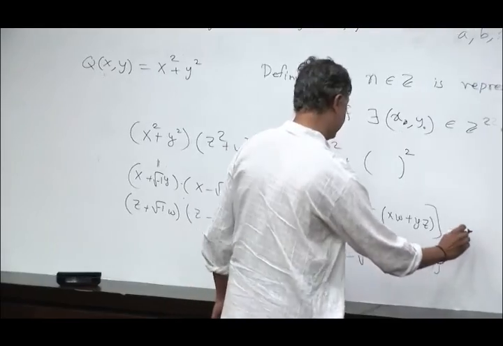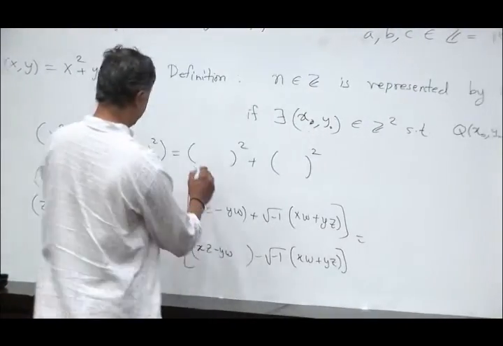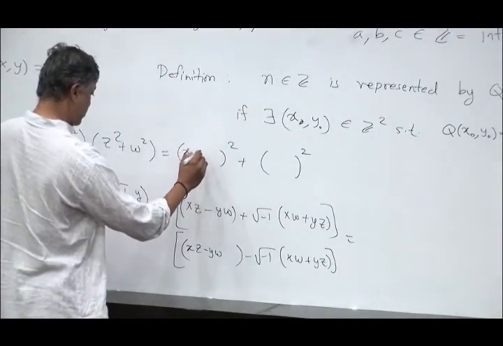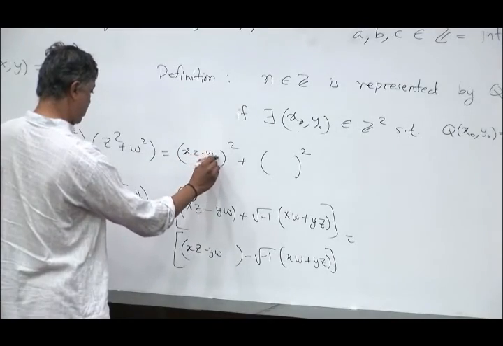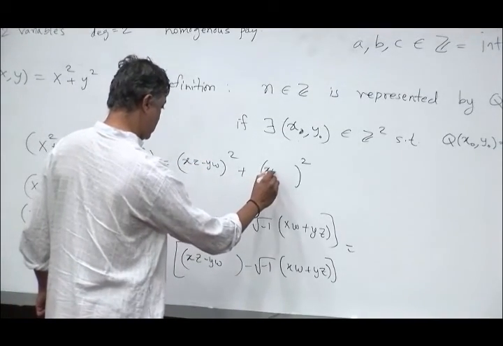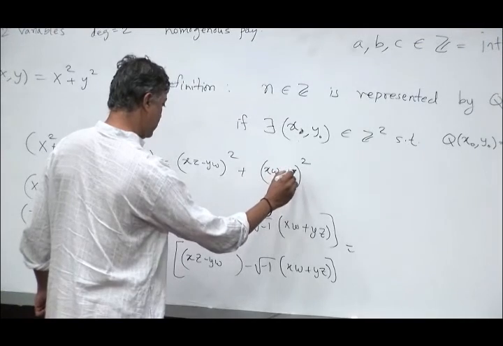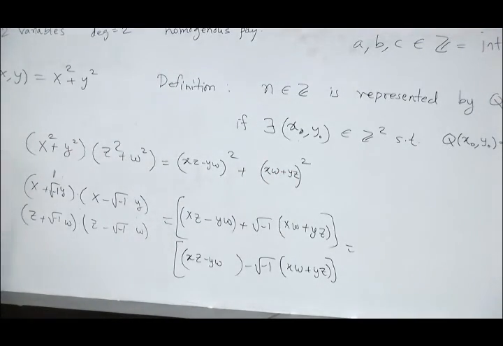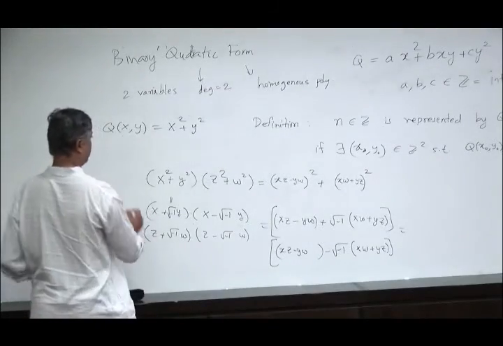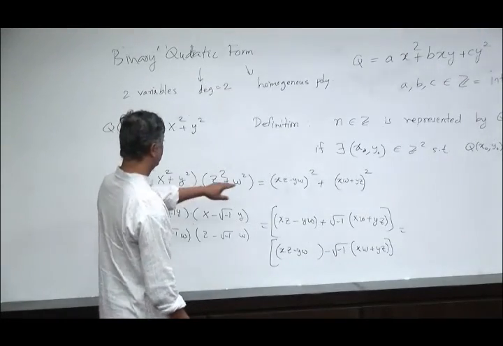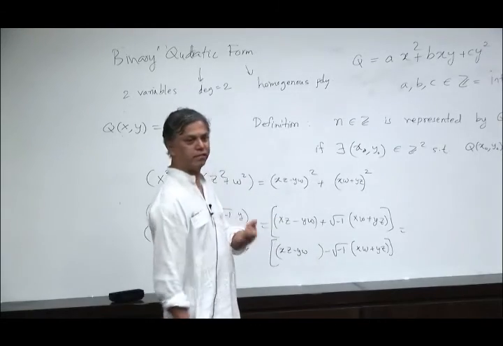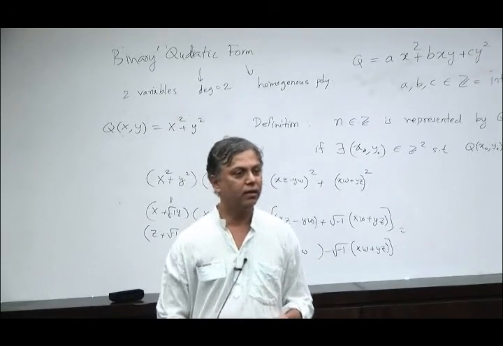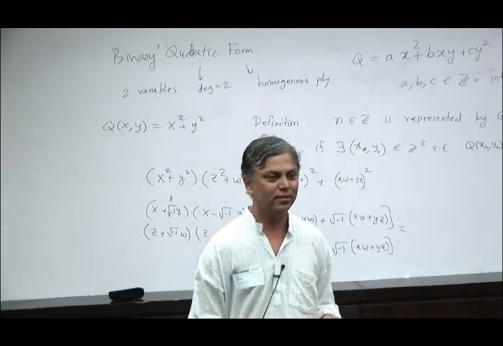And so we get that this is the same as, I can substitute it here directly. I get this as (xz − yw)² + (xw + yz)². So what it means is that if I have an integer and I want to write it as a sum of two squares, perhaps I can factor n, and Neeraj may not agree with that.